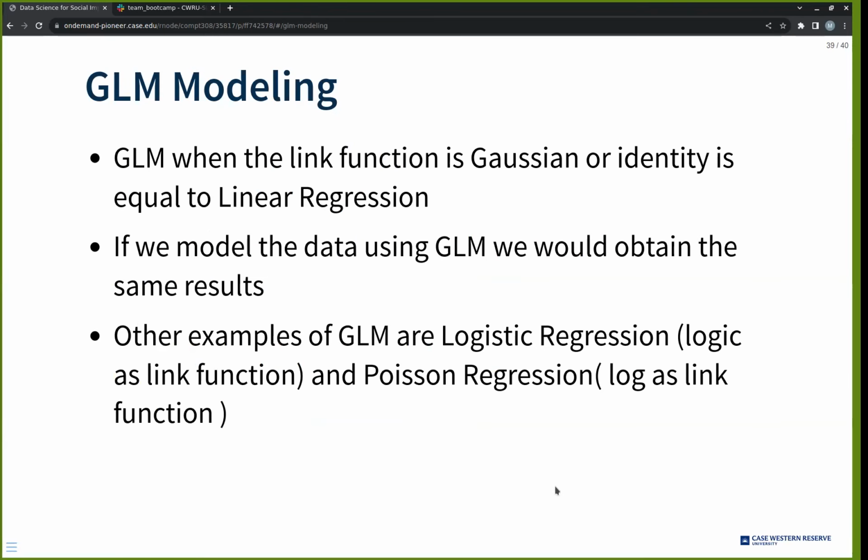So when you use GLM, you have to use a link function, and if the family argument is given as Gaussian, it is equal to linear regression, what we just did. If we model the data that we had using GLM right now with the family Gaussian, we would get the same result. Other examples of a GLM are logistic regression, Poisson regression, and so on. But that is beyond the scope, and I think this is enough for this module.